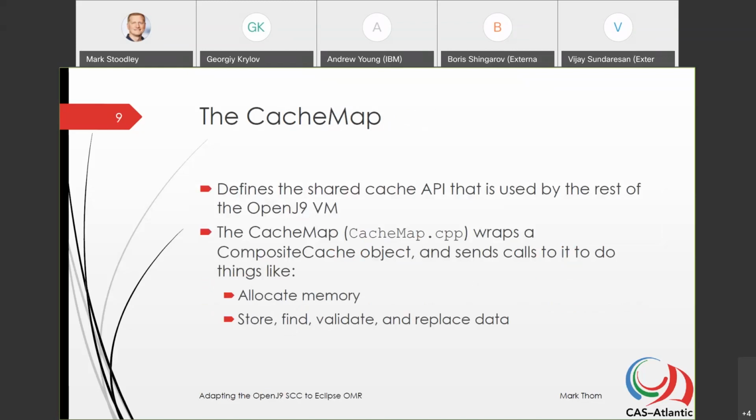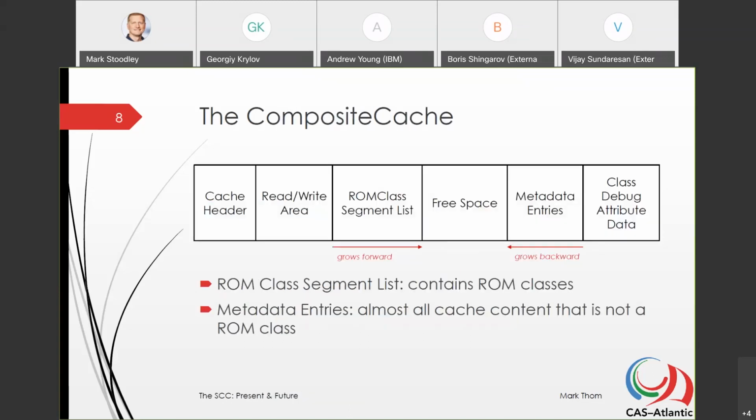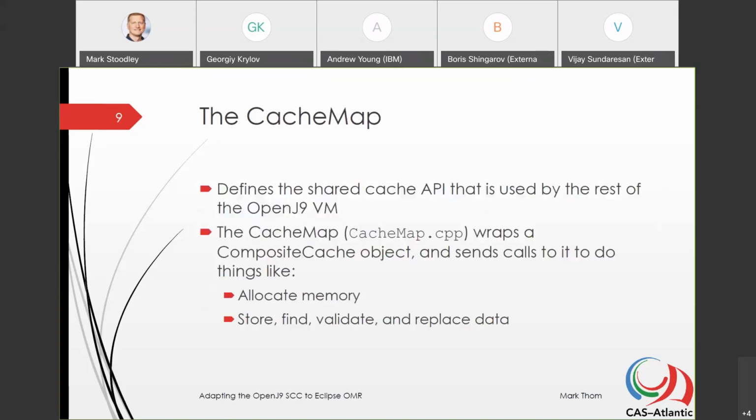And lastly, at the top of the class hierarchy, we have the cache map, which talks to the composite cache object. And the cache map is largely a runtime layer. And I believe its responsibility at startup is to actually iterate over the entries within the metadata layer and to fill various hash tables and other lookup structures that the runtime will use to actually retrieve data from the cache.